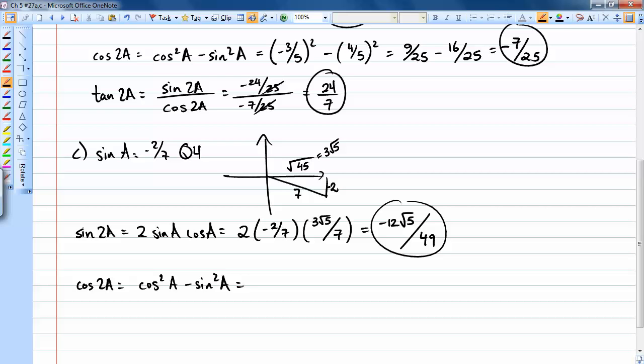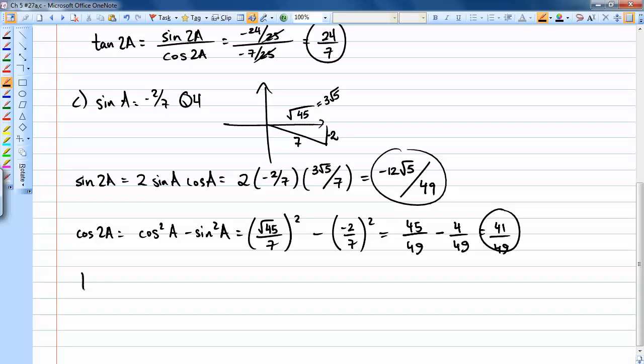Cos squared is 3 root 5 squared over 7 squared. In this case, I think it's probably easier to think of it as root 45 over 7 all squared, because then when you square it, you just get the 45 pretty quickly. The other one is going to be negative 2 over 7 squared here for sine. And if I work that out, I get 45 over 49 minus 4 over 49. So this will be 41 over 49.